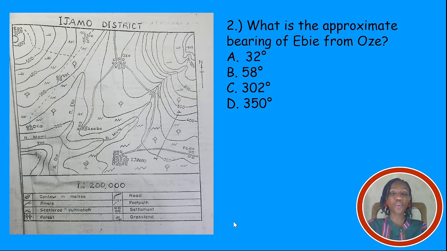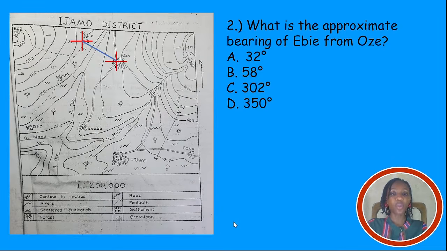Question 2. What is the approximate bearing of ABA from OZ? Now, first things first, let's identify the places in question and place a cardinal point on them. And now we can see both places on our map. Here, that's ABA, and here, OZ. Please forgive my pronunciation. And now we're going to draw a line connecting them.